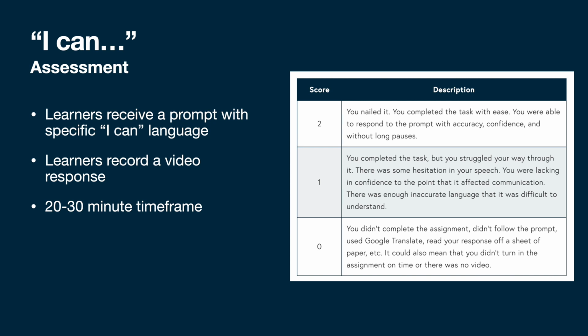A 2 would be you nailed it. It was easy for you. You responded with confidence, accuracy, not a lot of pauses. A 1 would be you completed it, but you struggled your way through. You hesitated some. You had some confidence problems that affected communication. Or maybe there was enough inaccurate language that it was hard for me to understand. And a 0 would simply be that you didn't complete the assignment, or you used Google Translate or didn't do your own work. You read your response. Maybe you didn't submit the assignment on time, or there was no video. So those are some other things that could give a learner a 0.